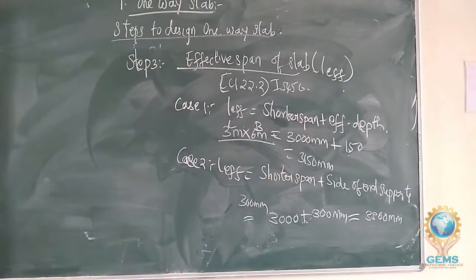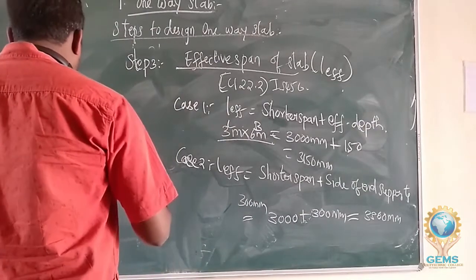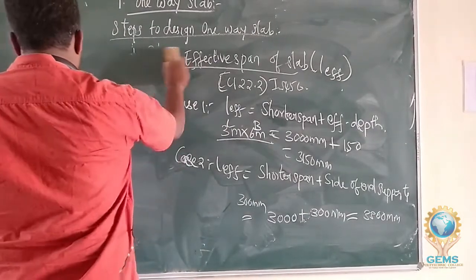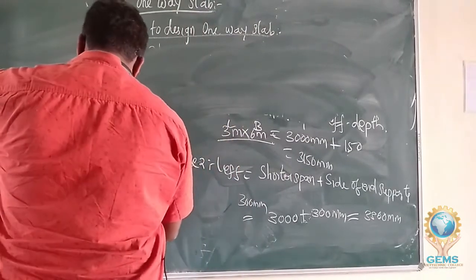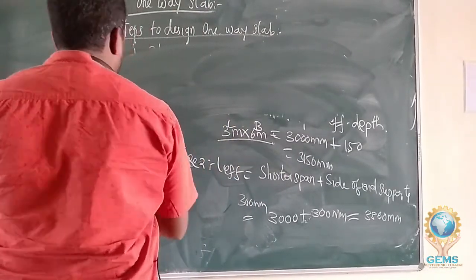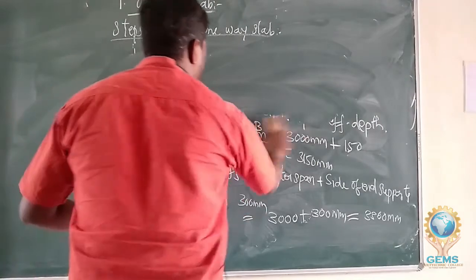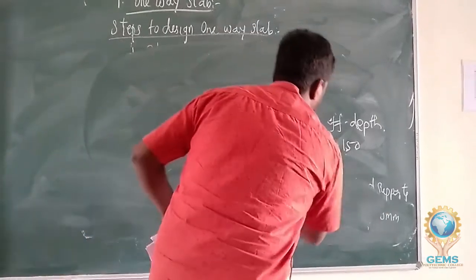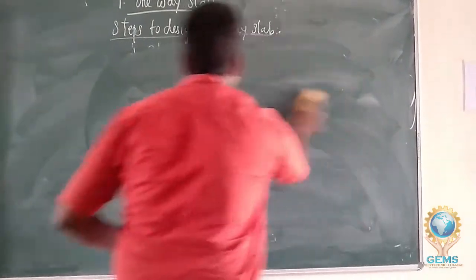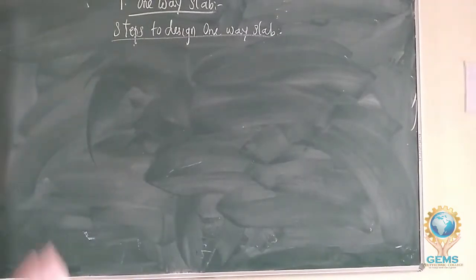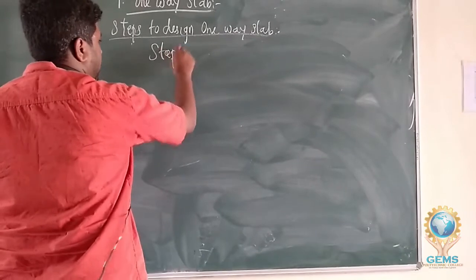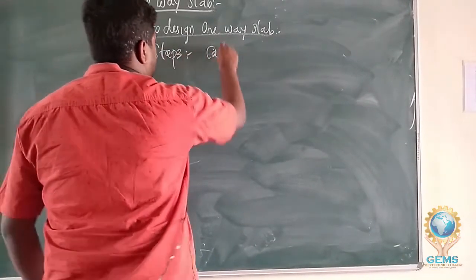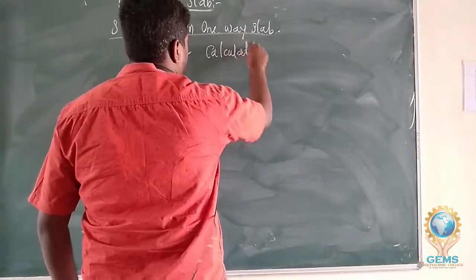Okay, that's it. Sorry, step number 2 was the effective span of the slab. Step number 3 is calculating load.